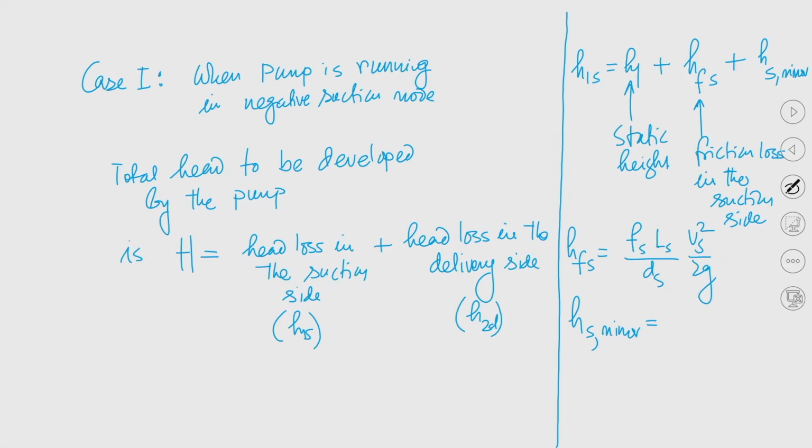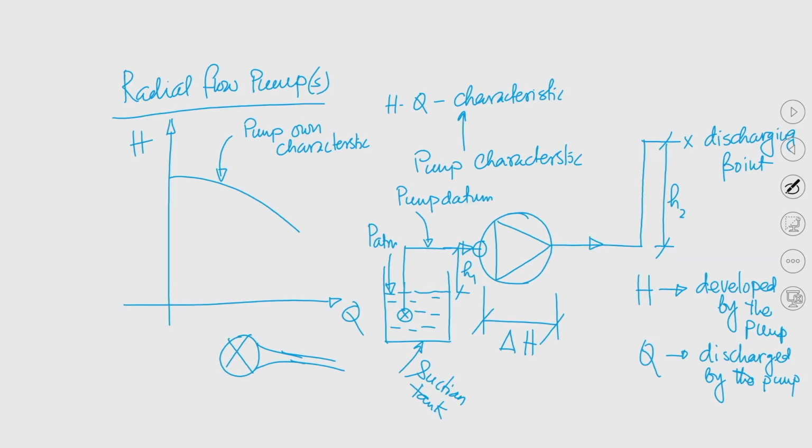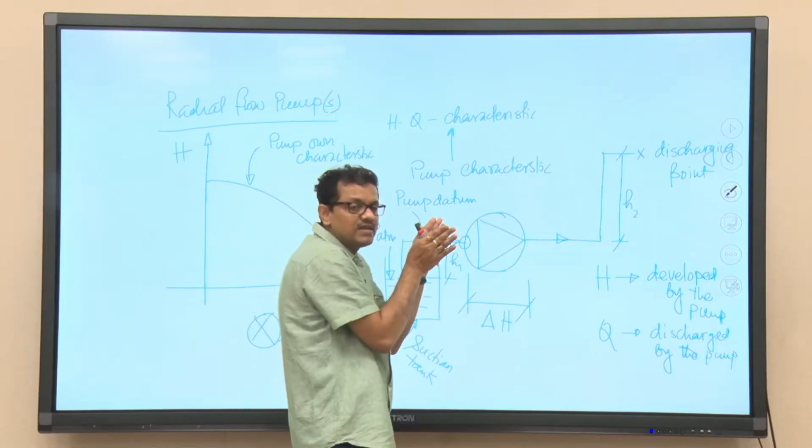So, we need to calculate, if it is sudden contraction, then this is 0.5 Vs square by 2g, plus the loss in the bend, plus the loss in the bend, plus, as I told you, this particular flow will mimic as if the flow is having sudden expansion.